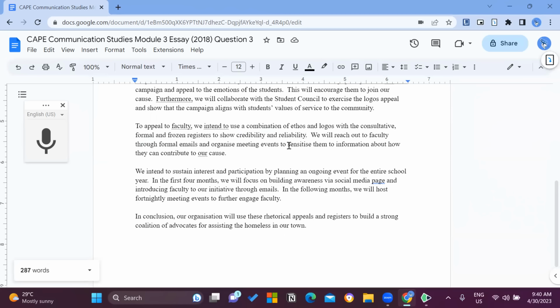To consult and sensitize them. Consult, making a link or reference to the consultative register so we can speak. Formal emails would be the frozen register. Sensitize them to information about how they can contribute to our cause.